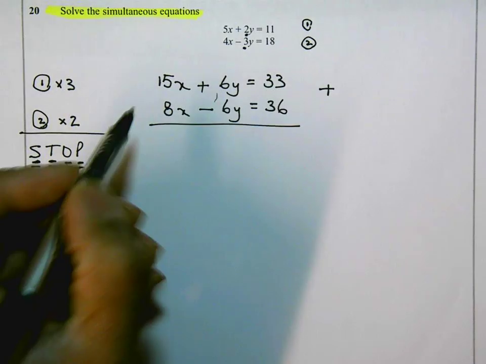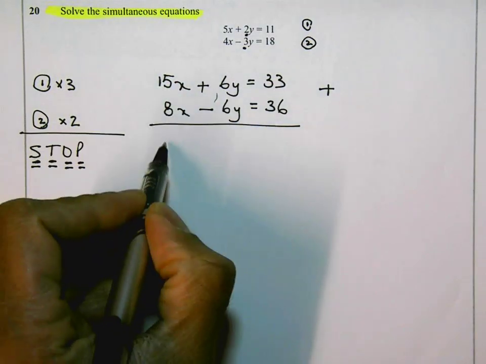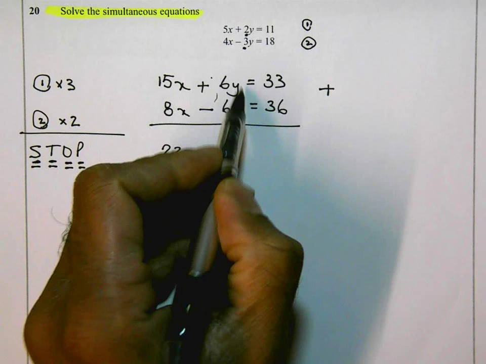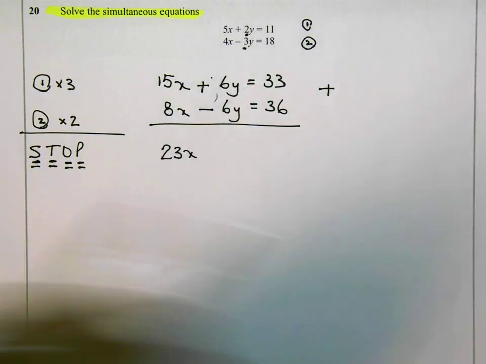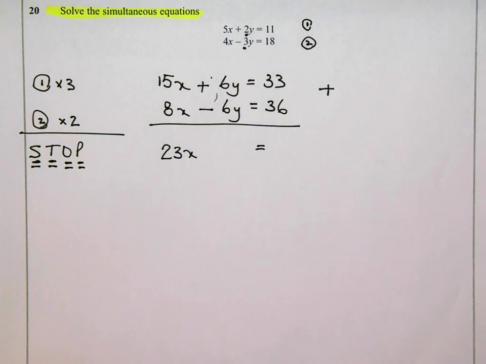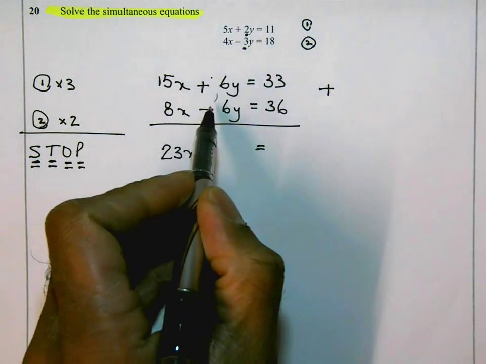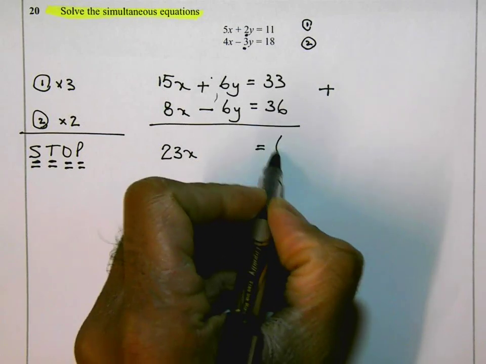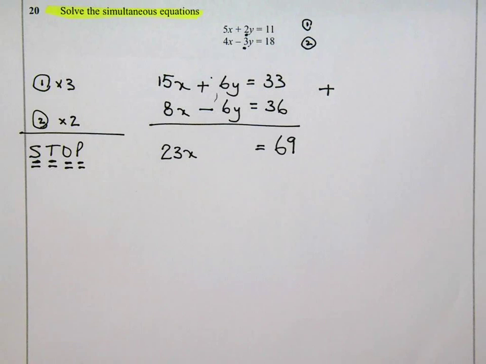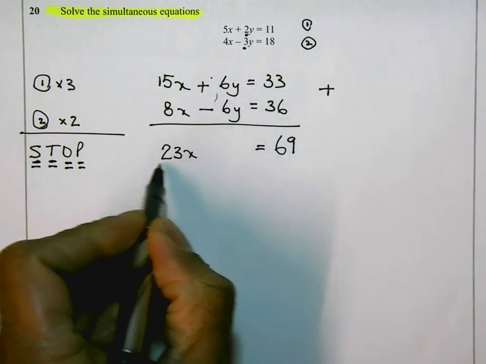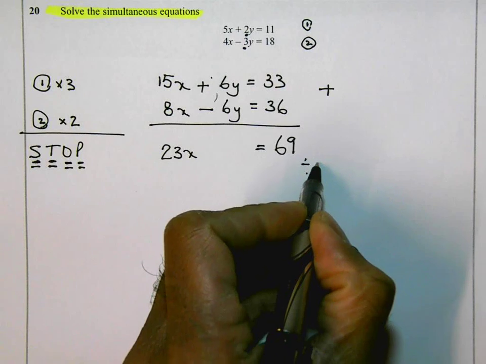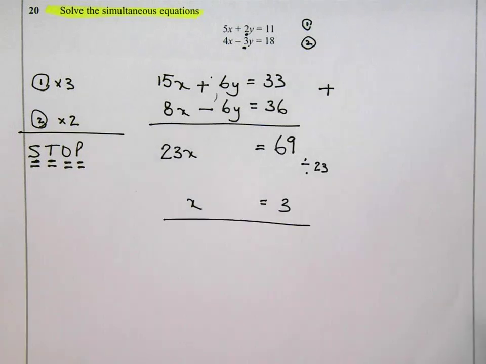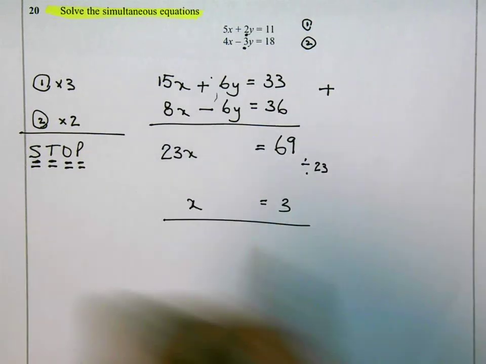Add them together, 15 and 8 gives you 23x. Add those two together, positive 6 and negative 6, they cancel each other out. That gives you 0y, so positive 6y and negative 6y give you 0y. And then add these two together, and that's going to give you 69. Now, last bit, how many 23s make 69? I'm going to divide 69 by 23. I think you should be able to figure that out by now. That is 3. So, I have figured out that x is 3.